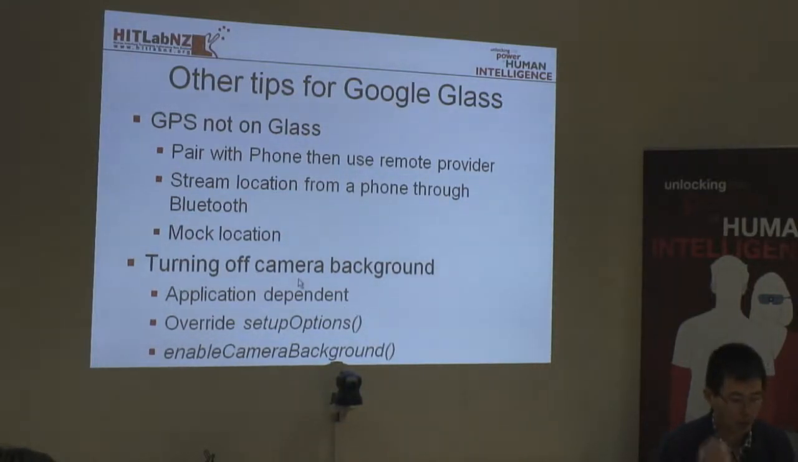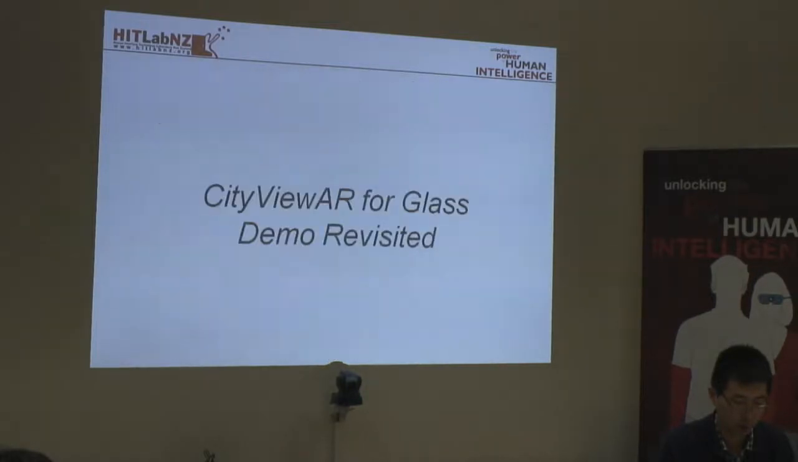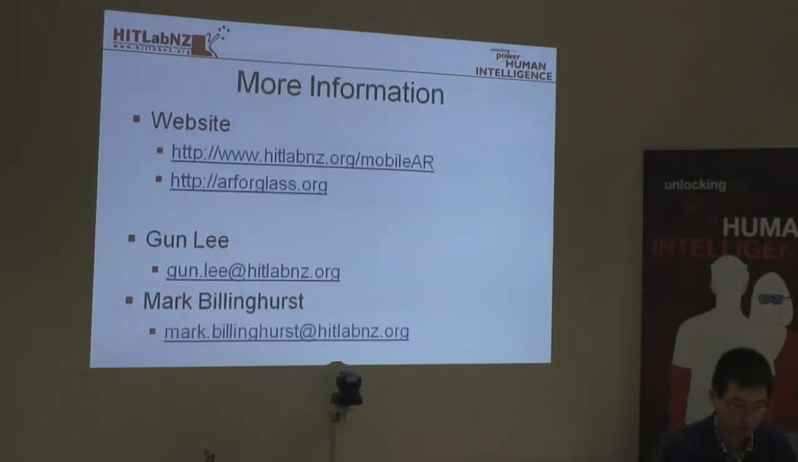And you can also turn off the camera background. Sometimes it's more compelling without the background with Google Glass, which has a transparent screen and also has a background. So you can turn off the camera background if you want by calling this enable camera background method or overriding setup options to set the options for default value. So that's that. I think I've shown you the city viewer for Glass demo at the beginning. So if you want to try it on your own Glass, you can do that.